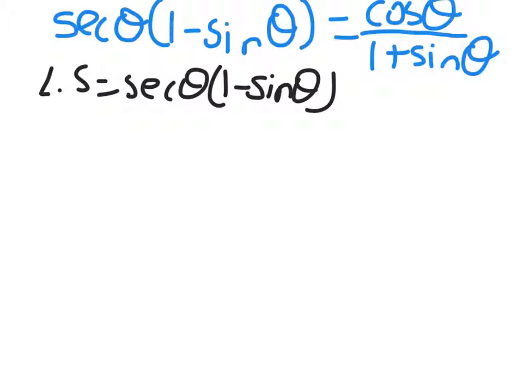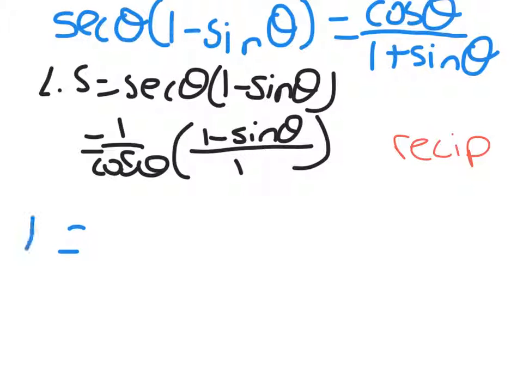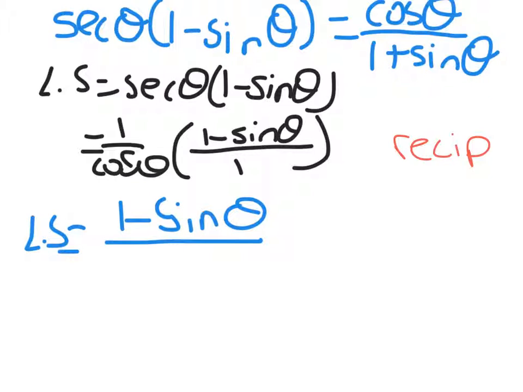I know from the reciprocal law that my sec theta is 1 over cos theta, and that my 1 minus sine theta is going to stay the same, but I'm going to put that over 1 as well. And we're just going to quickly simplify that, and that equals our left side is our 1 times our 1 minus sine theta, so that's going to stay as 1 minus sine theta. And that's going to be all over cos theta.